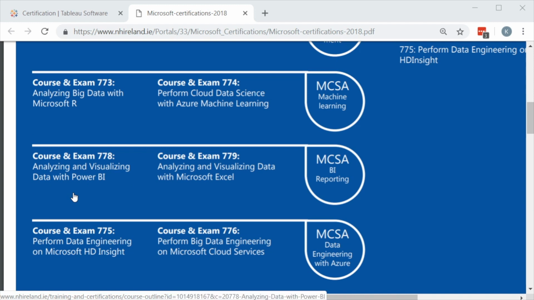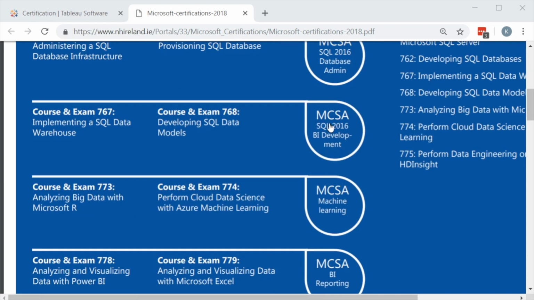Now, which one should you go for? We've got a nugget on Tableau versus Power BI coming up in this course, so stick around for that one. Now, we've covered the analytics, the visualization, the dashboarding. What about the engineering, the data warehousing portion of it? Well, let's just scroll up just a hair, two up.